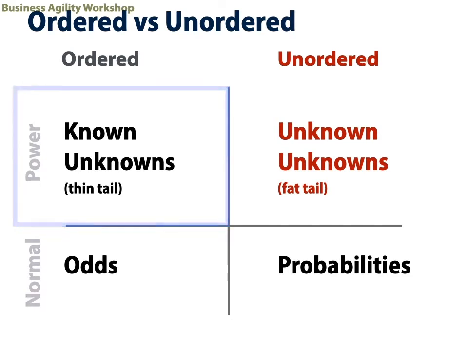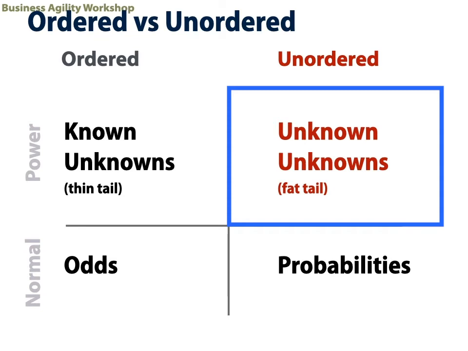And then over here we have, in the unordered world of power law outcomes, the unknown unknowns. We have things that have maybe never happened before that can have a huge impact. And very importantly, in this quadrant, whatever's working today may not work tomorrow. The exact thing you think is working now may not work tomorrow. And these are generally what we call complex adaptive systems.